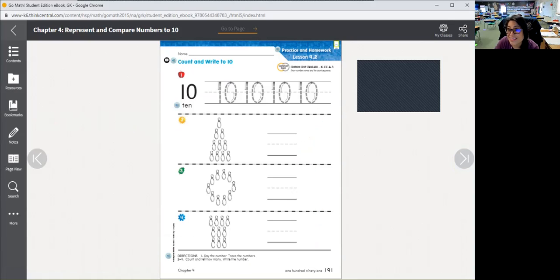Here's the homework. We've already done this, right? We're going to trace the tens, so that we know how to write them. And then we're going to count them, and then write the number. Count how many there are and write the number. So that's pretty easy. We've done that already.